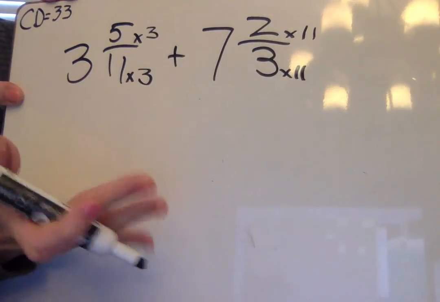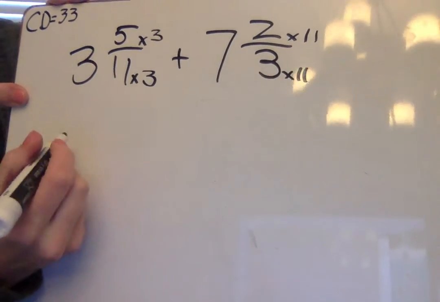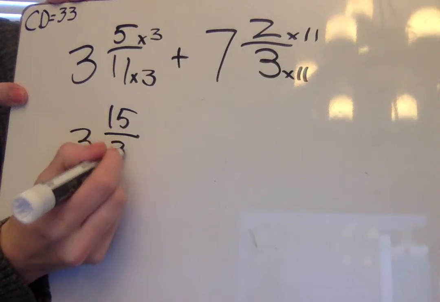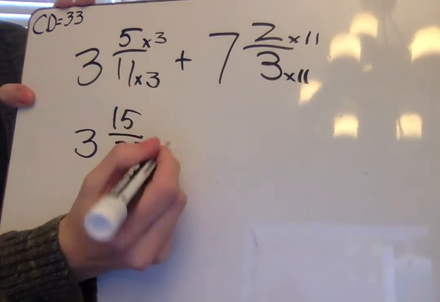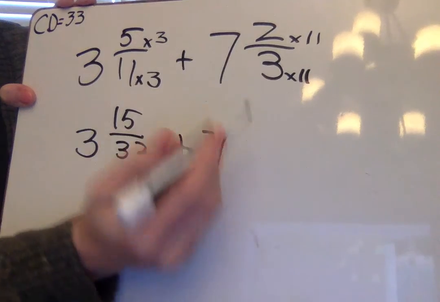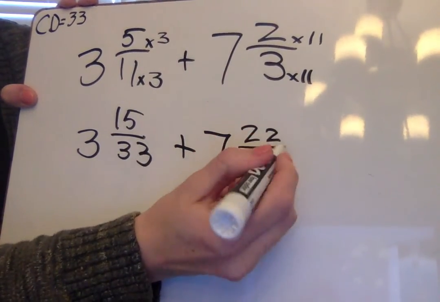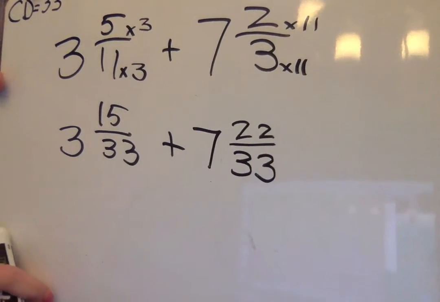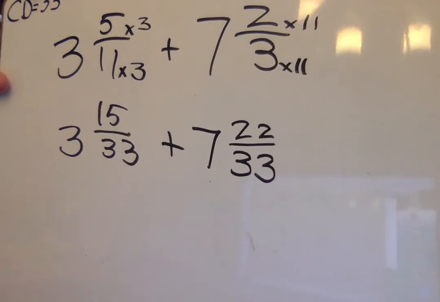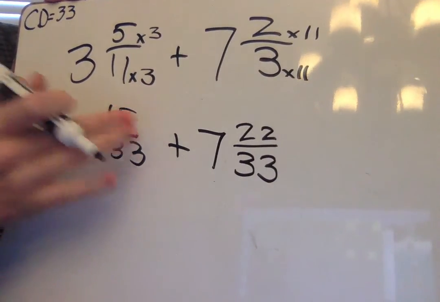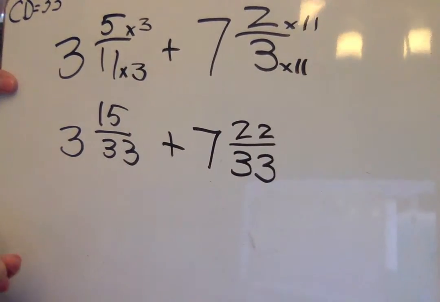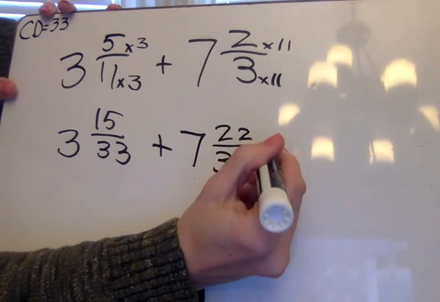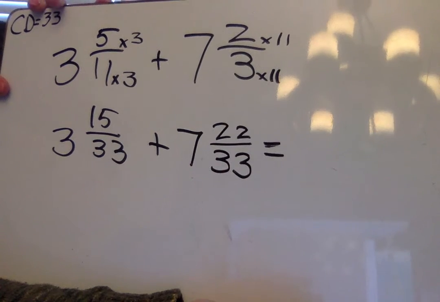Okay? I'm going to bring these down. I'm going to write my new fractions. So now I've got 3 and 15/33, plus 7 and 22/33. Those numbers are pretty big, but it's fine. It's just normal adding. All right? If you don't know this, just write it on a separate piece of paper and do 15 plus 22. Okay? 15 plus 22 is actually going to give you 37.